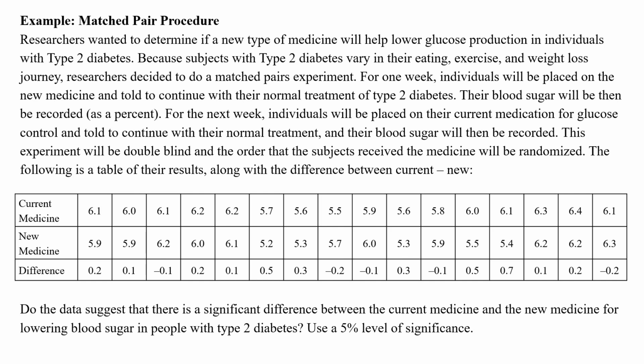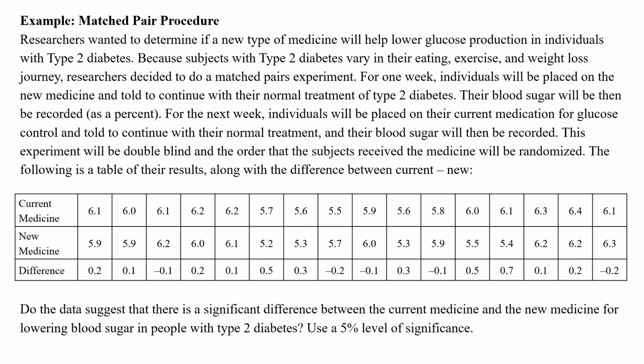So here is our example. I have all of the information here on one slide, and we're going to go through and do the 4-step process for this example. Again, this is an experiment where researchers want to determine if a new type of medication will help lower glucose production in individuals with type 2 diabetes.